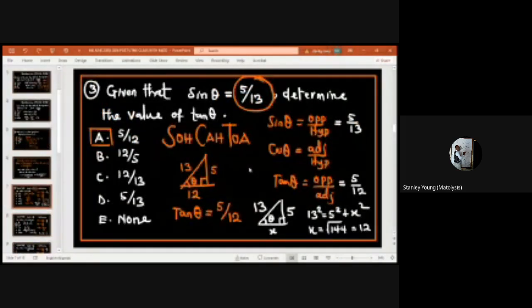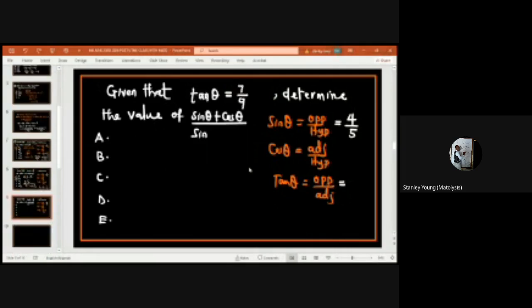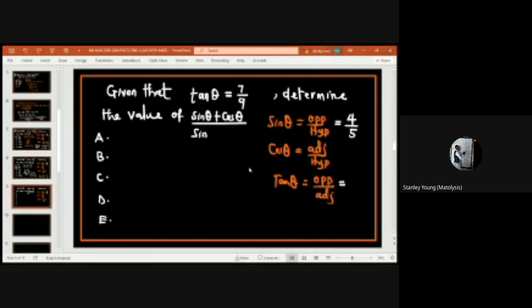And there was a third question on trigonometric ratio, giving you sine theta and asking you to find tan theta. You make use of SOHCAHTOA here. Similar expression here, and a similar kind of problem. Okay, good. So this particular problem said, given that tan theta equals 7 over 9, determine the value of sine theta plus cos theta divided by sine theta minus cos theta.